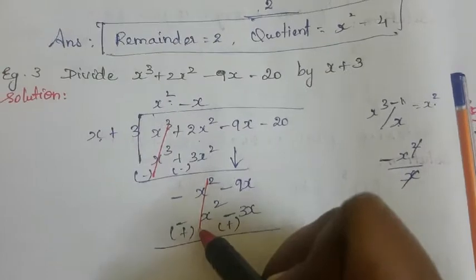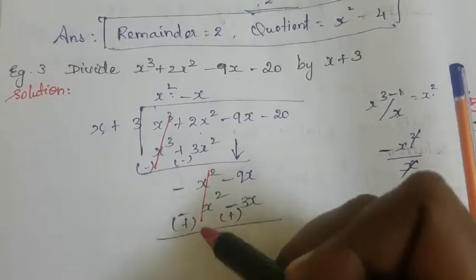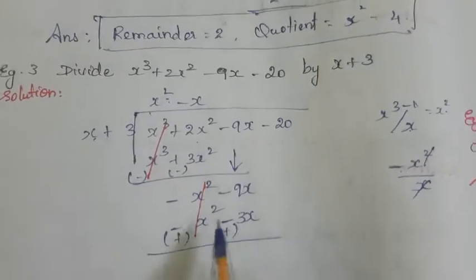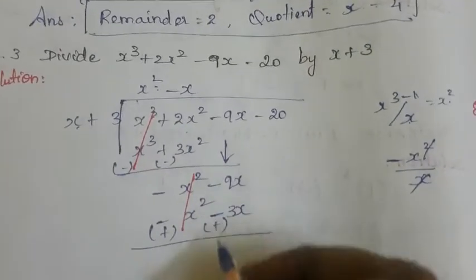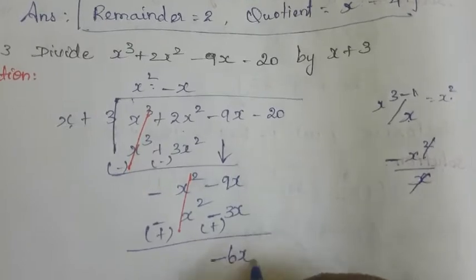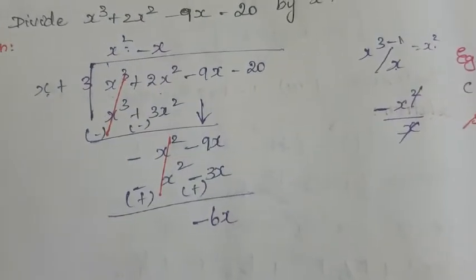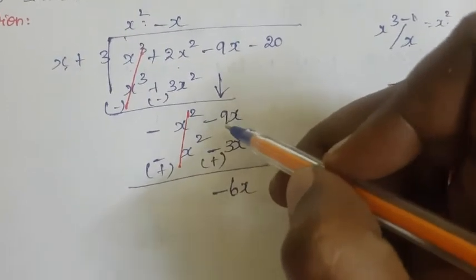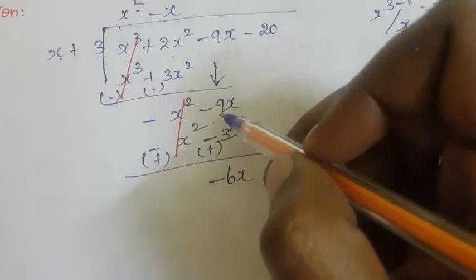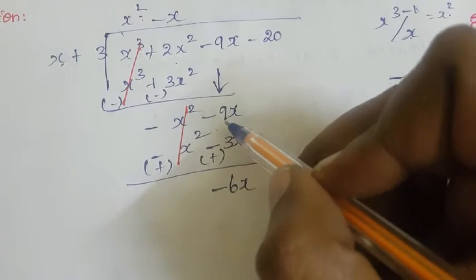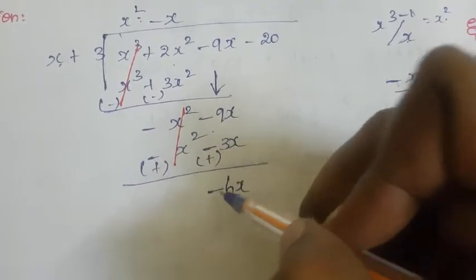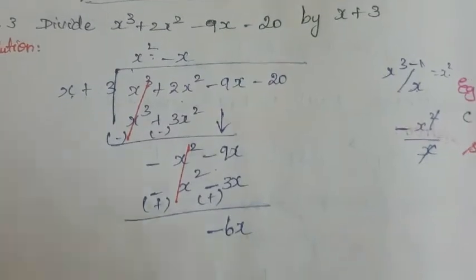So now this and this will be cancelled because it is minus x squared, here it is plus x squared. So this will be cancelled. Minus 9x plus 3x, so it will become minus 6x. Okay, minus and plus is there, means you have to perform subtraction, but you have to check which sign is used in the greater number. So that sign you have to use it in the answer also.